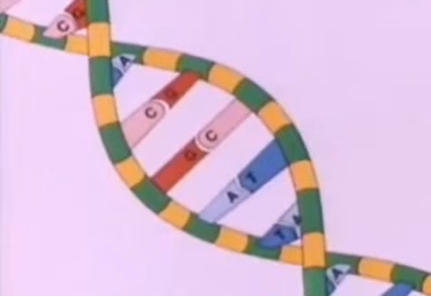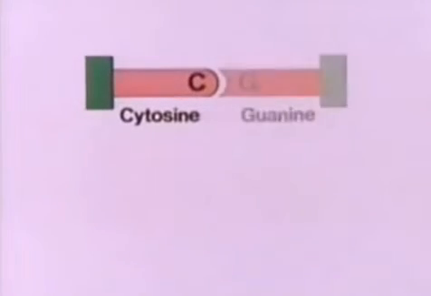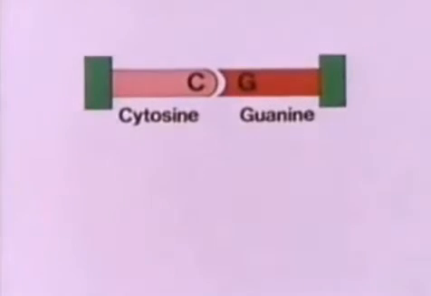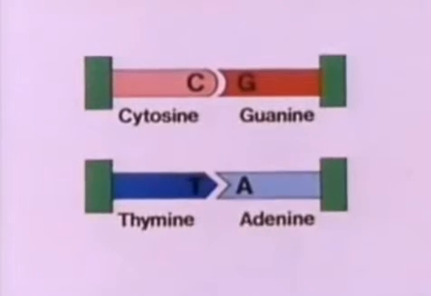The two strands are linked together by basic groups which are attached to the deoxyriboses. The bases on one strand are joined to those on the other by hydrogen bonds. Four different bases are involved: cytosine, which can only link with guanine, and thymine, which can only link with adenine.